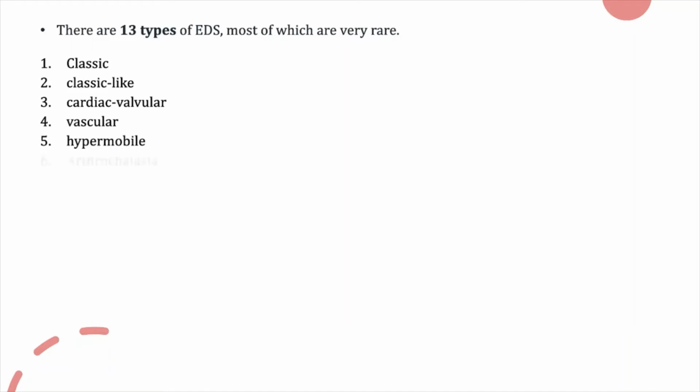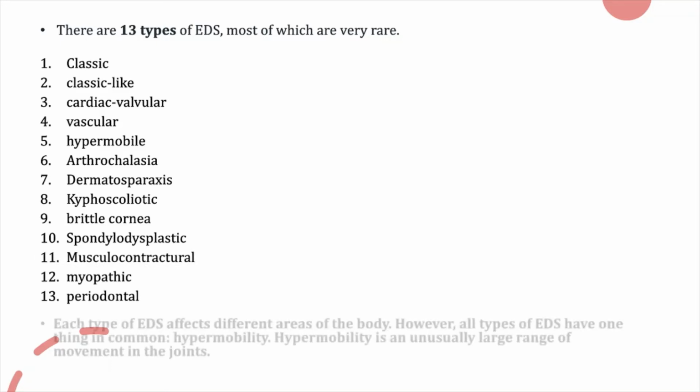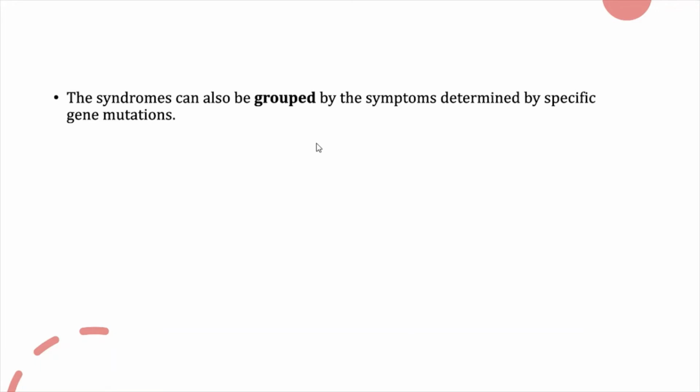There are about 13 types of EDS, most of which are very rare, which include classic-like, cardiac valvular, vascular, hypermobile, arthrochalasia, dermatosparaxis, kyphoscoliotic, brittle cornea, spondylodysplastic, musculocontractural, myopathic, and periodontal. Each type of EDS affects different areas of the body, but they have only one thing in common, which is hypermobility. Hypermobility is an unusually large range of movement in the joints, like you can move your thumb and fingers more, they can bend more. Syndromes can also be grouped by symptoms determined by specific gene mutations.